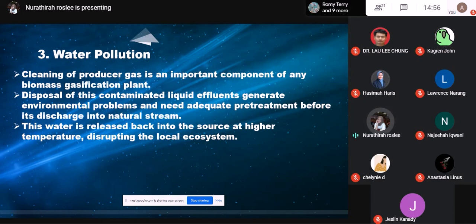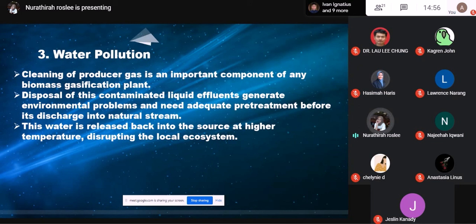Disposal of this contaminated liquid effluent generates environmental problems and needs adequate pre-treatment before it is discharged into natural streams. This water will be released back into the source at a higher temperature and will disrupt the local ecosystem. Discarding such effluent can lead to contamination of drinking water, fish kill, and other negative impacts. So that's all for my section.